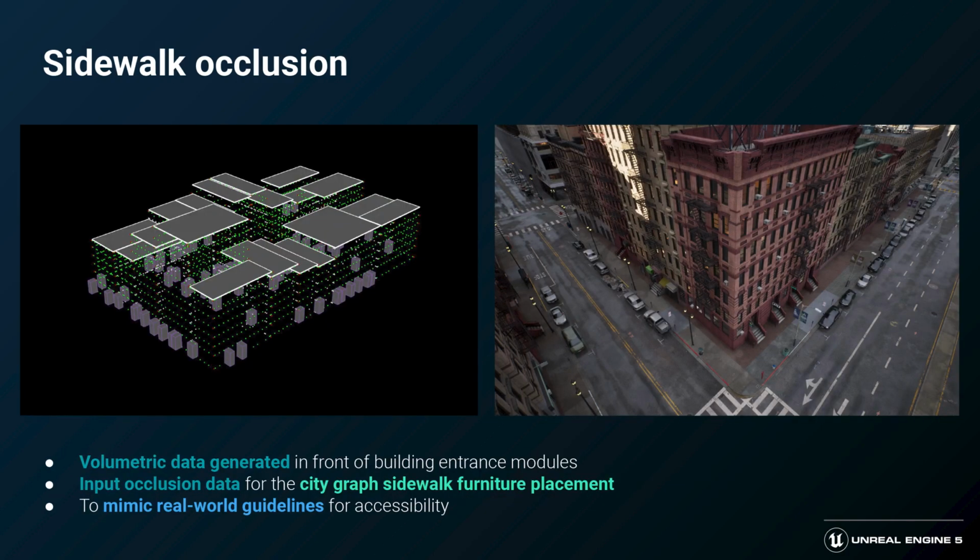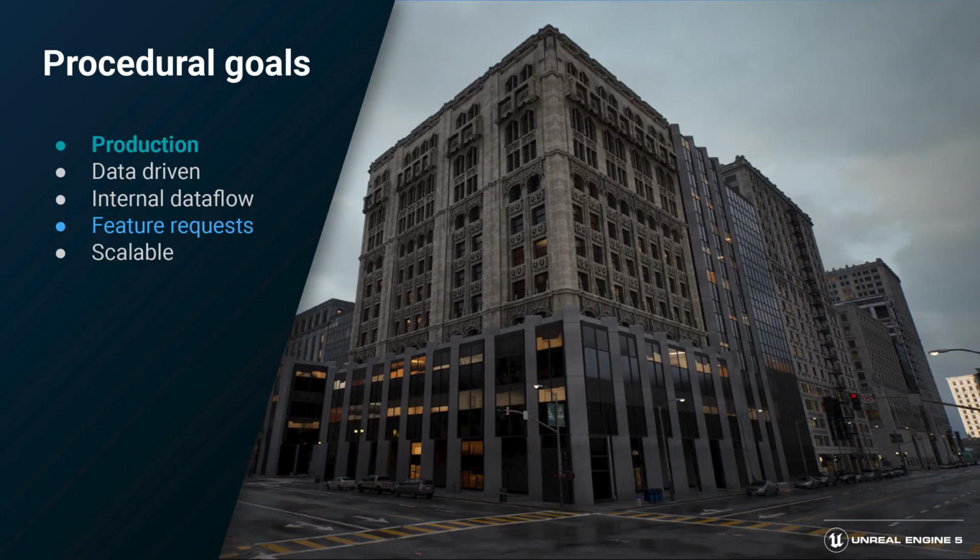We needed to indicate to the CityGraph's sidewalk furniture placement system where building entrances existed. The placed modules on buildings carried tags to define functionality, such as corner, wall, entrance, etc. These tags allowed the building generator to provide volumetric data to simulate exclusion of street furniture in front of building entrances. Once in production, new feature requests were added to the building generator, one being multiple BDF support on a single building volume, others being window treatments and window signage.